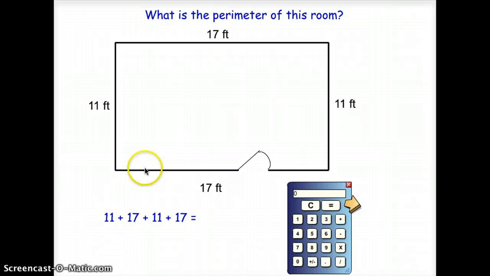Now, all I need to do is add that up. 11 plus 17 plus 11 plus 17. So I can do 11 plus 17 and multiply that by 2, because essentially I'm doubling it. Or if you prefer, you can add all four numbers up, either way. But I get 56 feet. So the perimeter of this room is 56 feet.